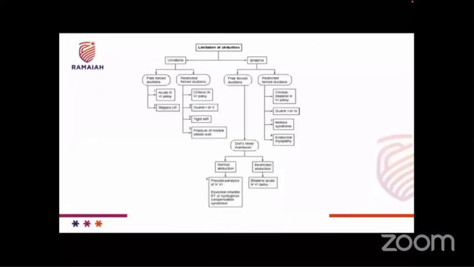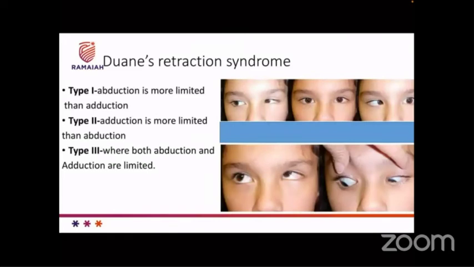Next is limitation of abduction. So if you have restricted force duction, it could be a chronic sixth nerve palsy or a Duane's. So what is Duane's retraction syndrome? Basically, there could be a congenital absence of the sixth nerve nucleus in varying degrees.